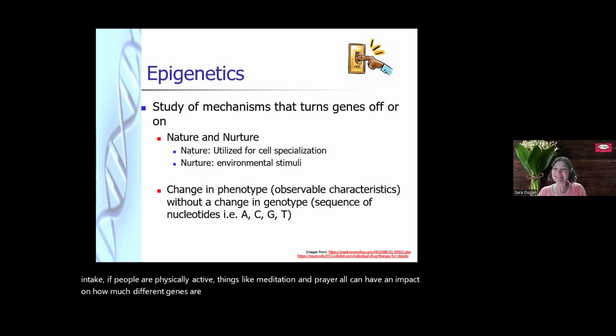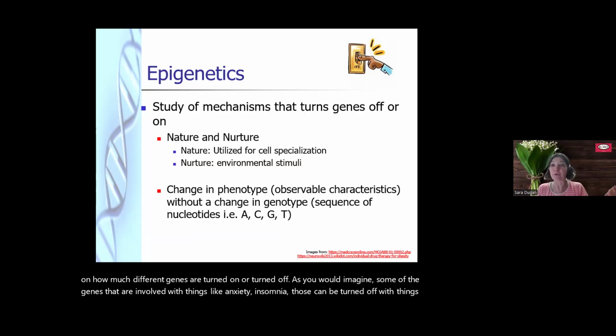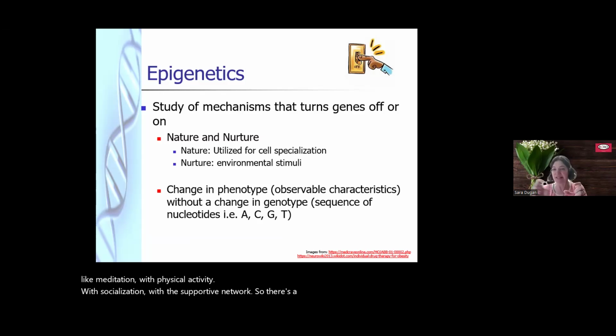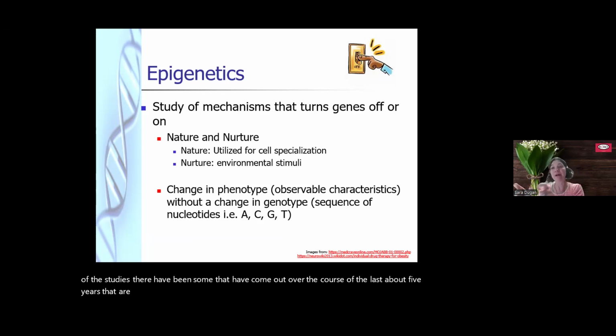As you would imagine, some of the genes that are involved with things like anxiety and insomnia can be turned off with things like meditation, physical activity, socialization, and a supportive network. So there's a lot of interest, and you'll see some of the studies. Some have come out over the course of the last 5 years that are trying to capitalize on that. How can we leverage the environment to also help us with this genetic profile?